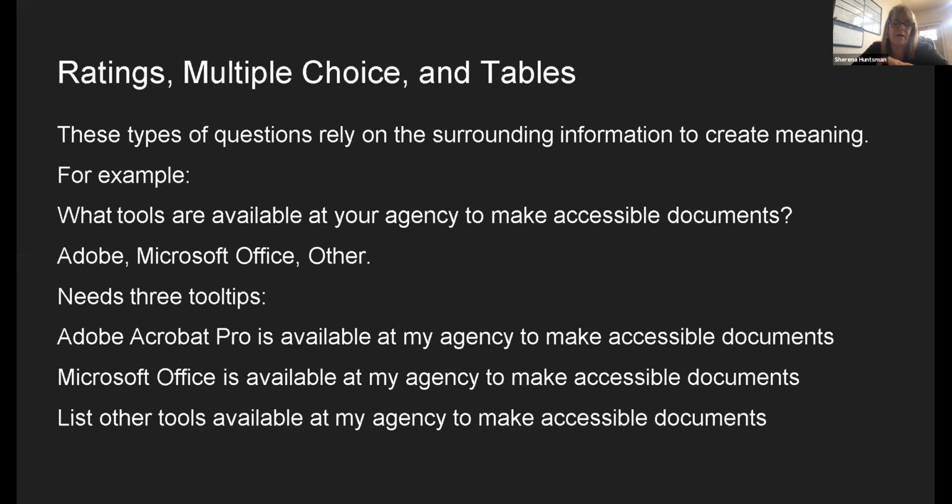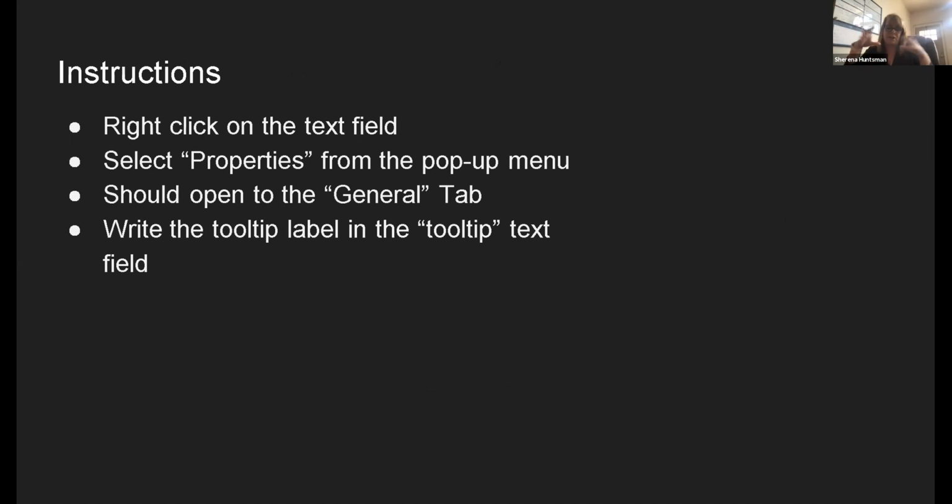Adobe Acrobat Pro is available at my agency to make accessible documents. Microsoft Office is available in my agency to make accessible documents. And then I would have my open text field: list other tools available at my agency to create accessible documents. So that's one question developed into three tooltips in order to create the same kind of meaning that I was doing visually by the question.